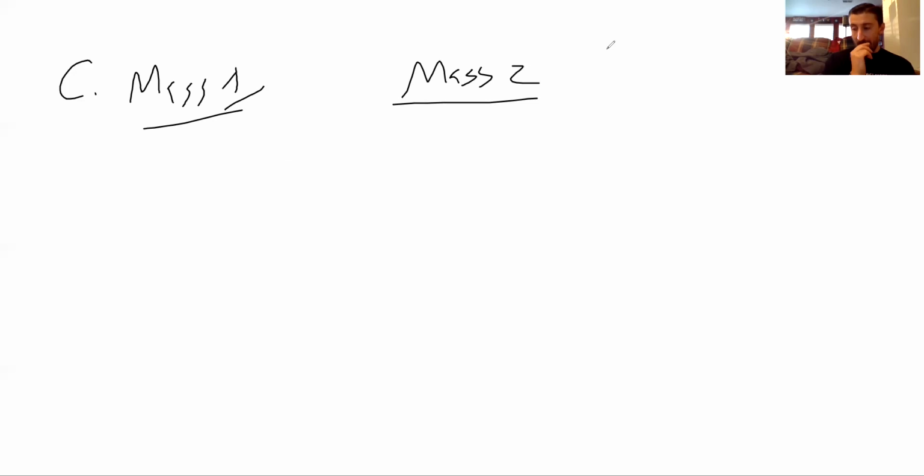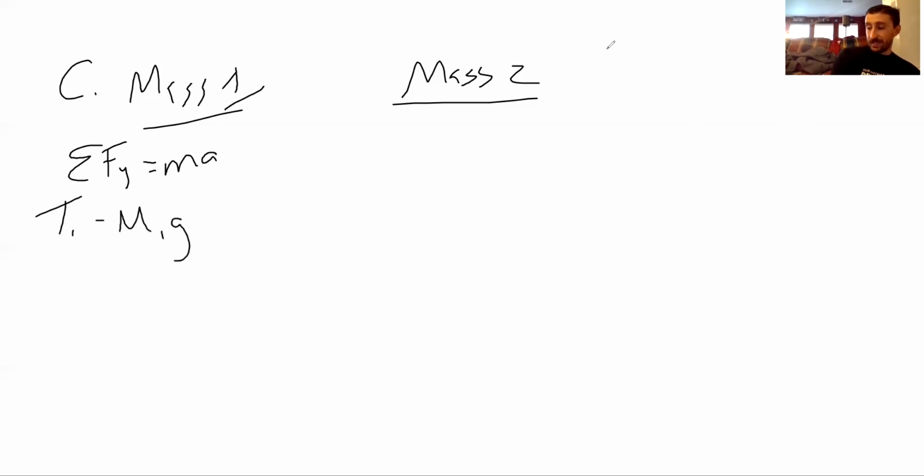Let's set the direction that they're going to move. Mass 2 is going to be moving down, mass 1 is going to be moving up. So down is going to be positive for 2, and up is going to be positive for 1. So summation of the forces in the y equals ma, I've got T1 going up, which we said is positive, minus M1G pulling it down, equals M1A, because it is accelerating.